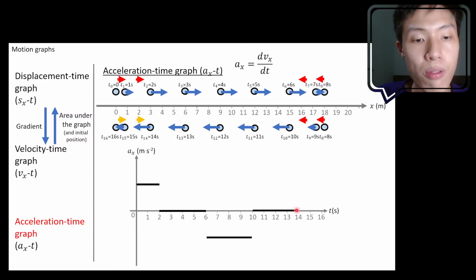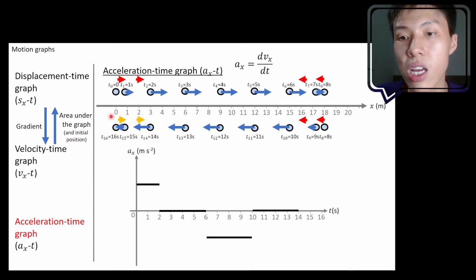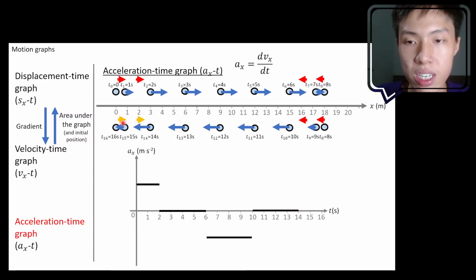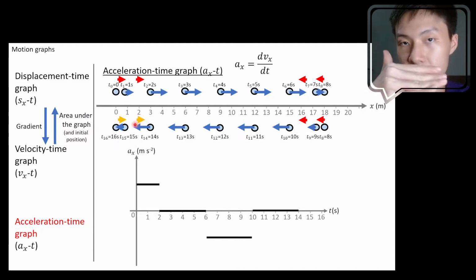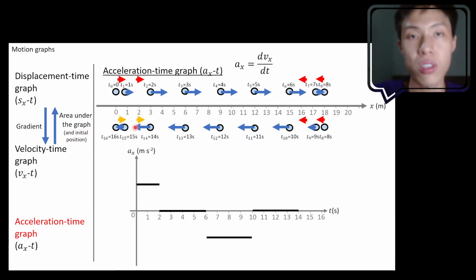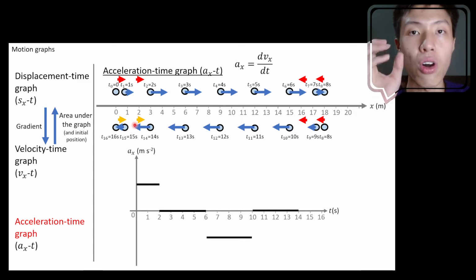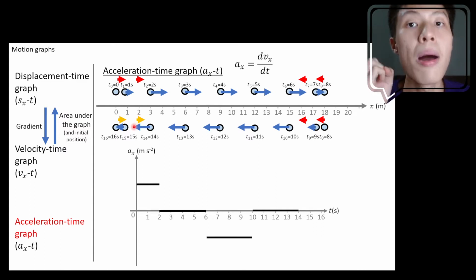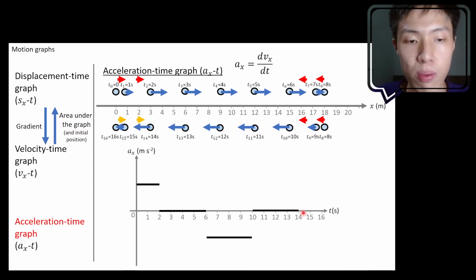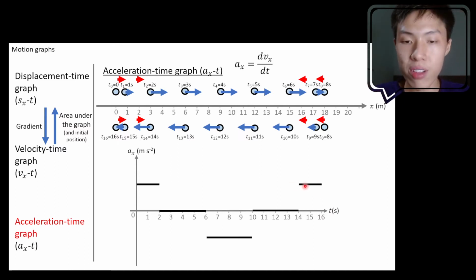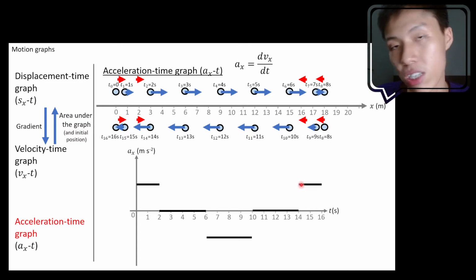And lastly, from the 14th second to the 16th second, you'll notice the change of velocity is happening in the positive x direction. That means the acceleration is in the positive x direction, so your x component of acceleration will be a positive value. So you should expect from time equals 14 to time equals 16 a positive acceleration, something like this. Okay, so that roughly shows us the shape of the acceleration time graph.